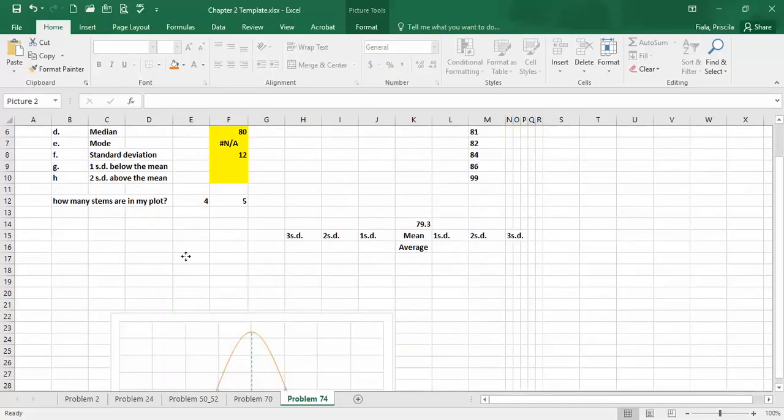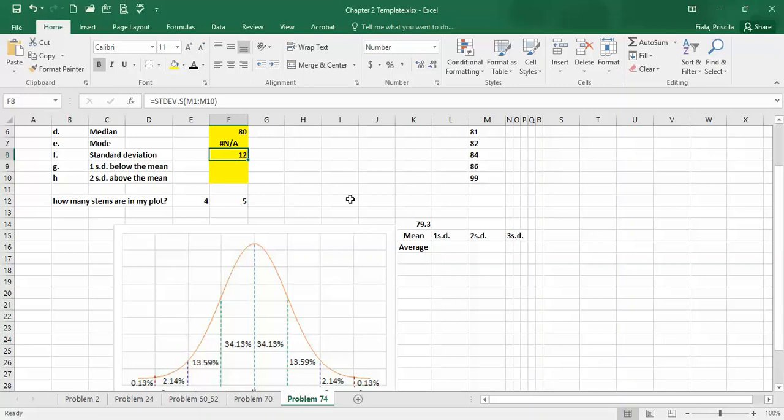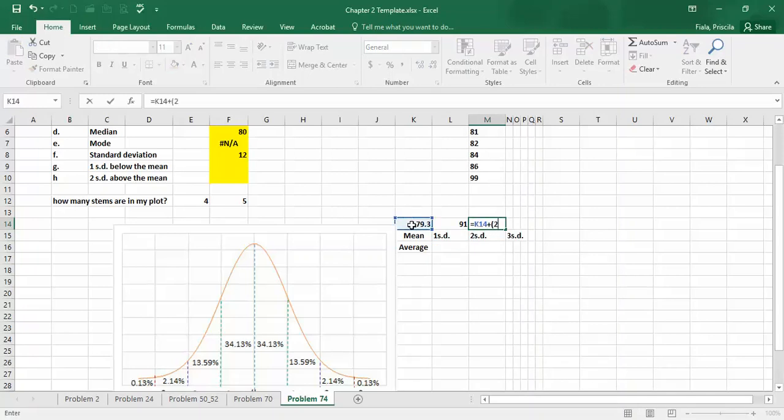So right here, it's telling you that my standard deviation is 12. So my next value, if I would do one standard deviation above the mean, I would do my average, or my mean, plus my standard deviation, which is 91. If I do two standard deviations, I'm going to do this value plus two times my standard deviation. And for the three, we're going to do equals my mean, my average, plus three times my standard deviation.